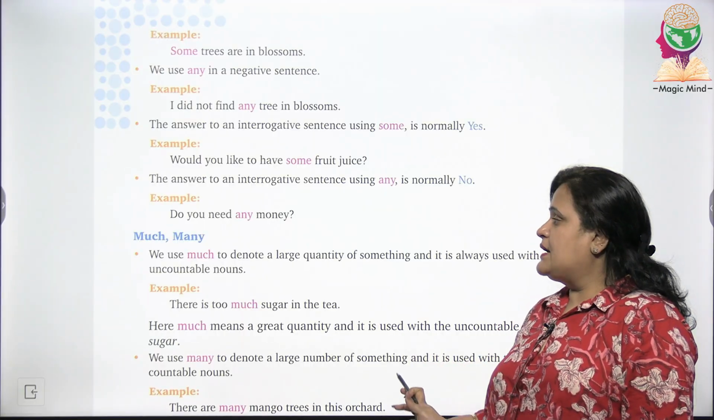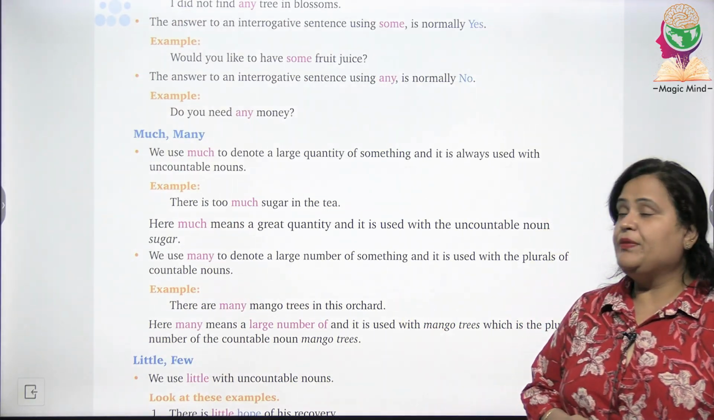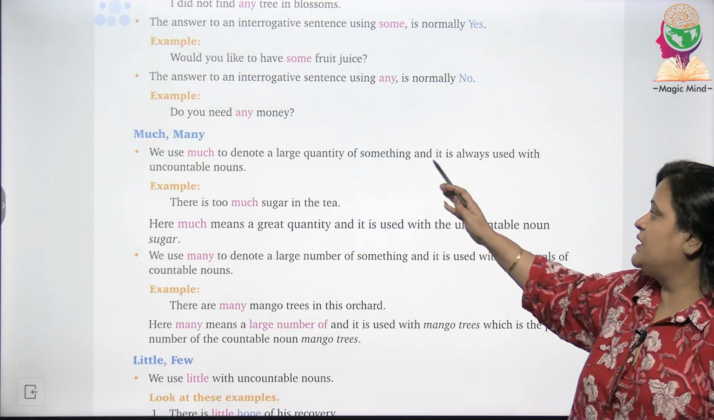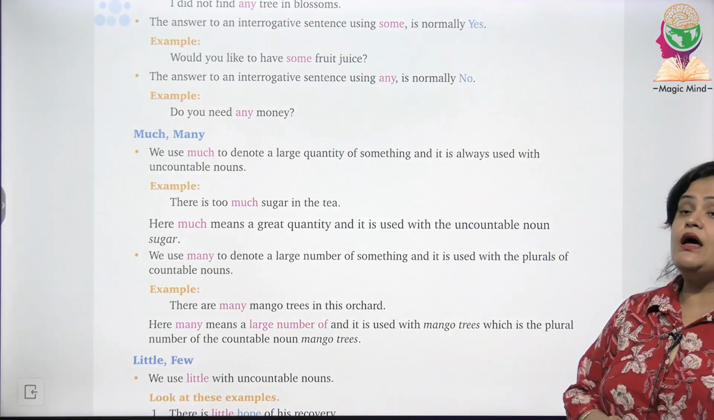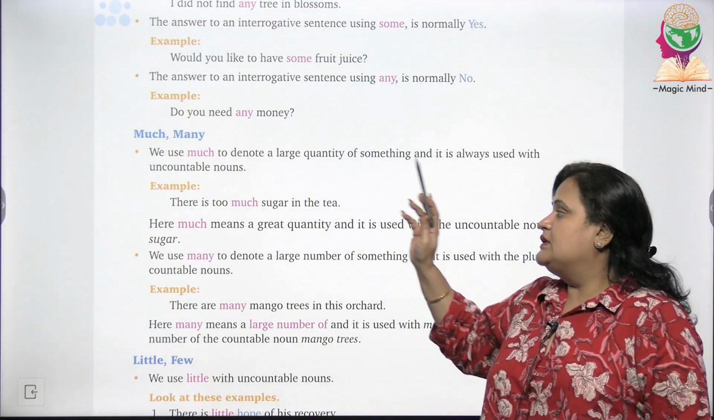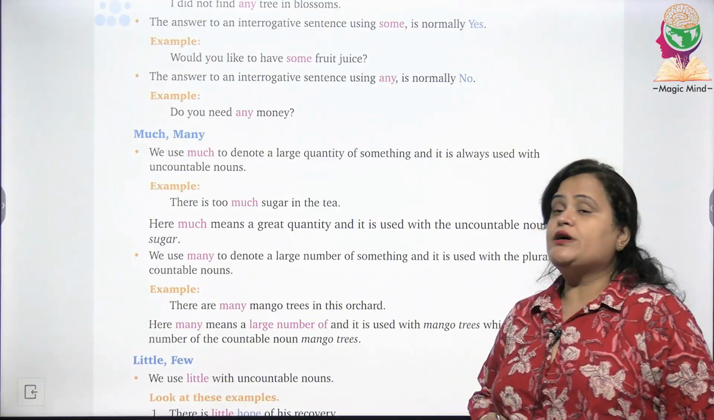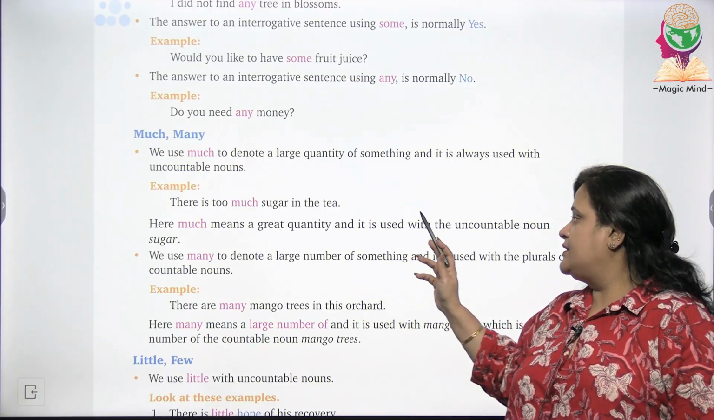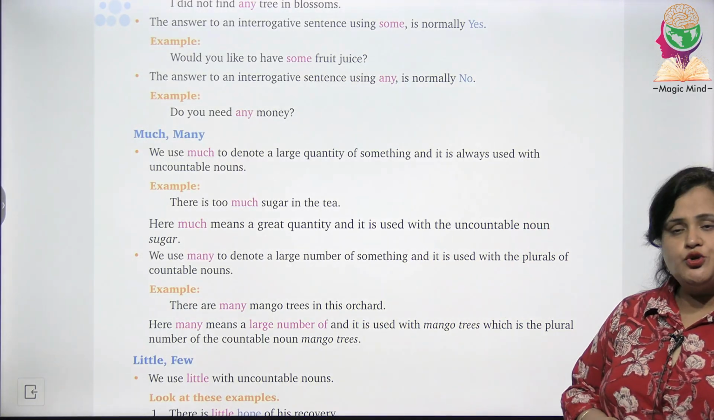Okay. अब आ जाते हैं much और many पर. We use much to denote a large quantity of something and it is always used with uncountable noun. जैसे कि there is too much sugar in the tea. Here much means a great quantity and it is used with the uncountable noun sugar.